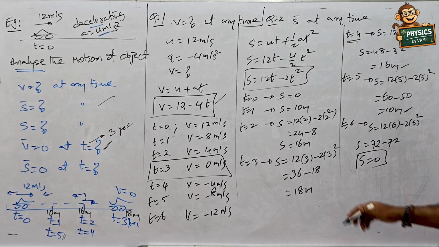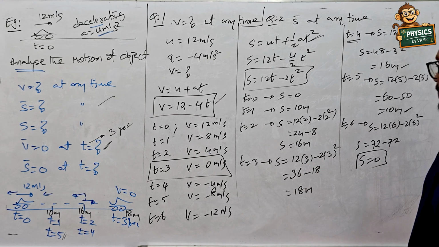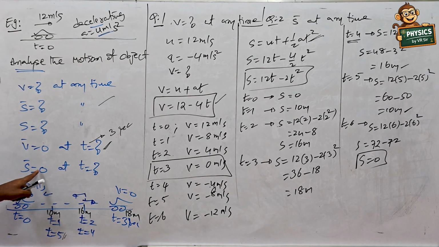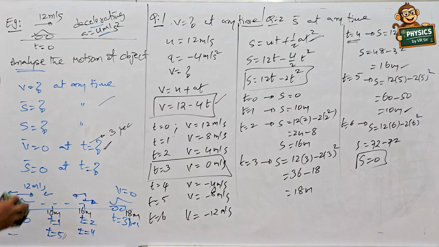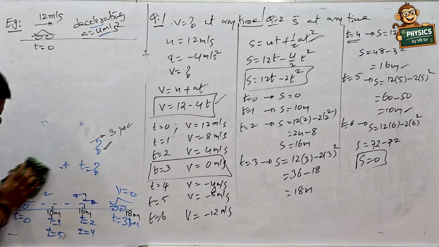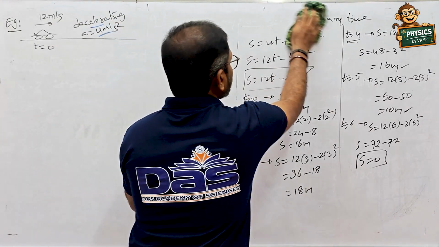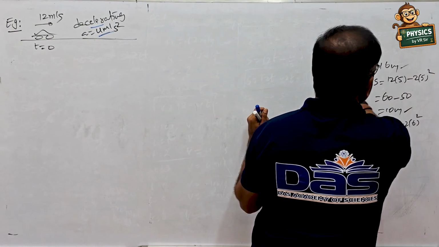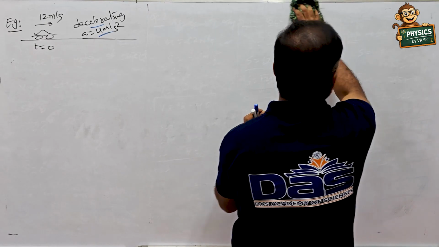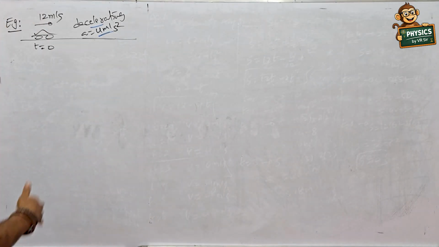Why? Because I already told you, this is only for displacement, not for distance. Now how to calculate if they ask us what the distance is? To calculate the distance, let us do it in such a way. Displacement is 0 at what time? At t equals 6 seconds. Is it clear? Now, let's look at the distance. How many seconds is the total journey? 6 seconds. After 6 seconds, it reaches the same location, so displacement is 0. So we are taking only up to 6 seconds, and we are not extending the journey further.